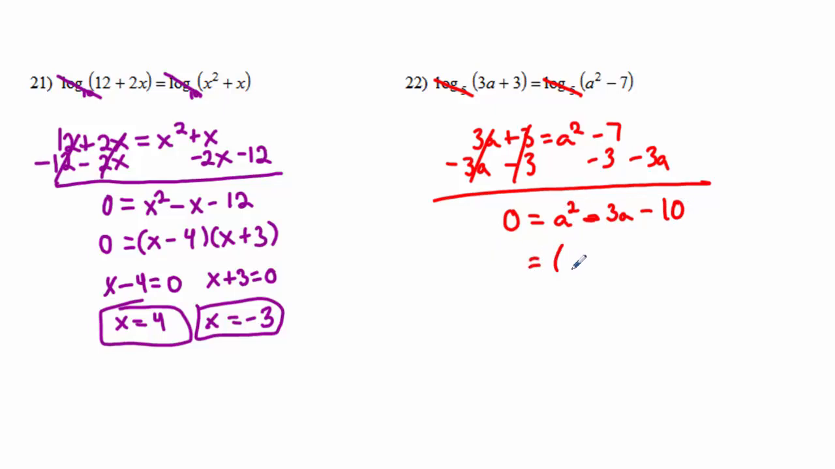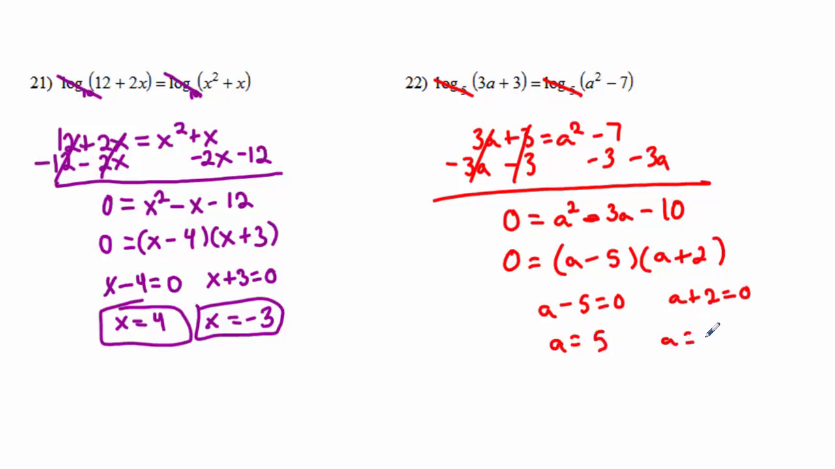So to factor this, I want to think of numbers that multiply to get negative 10 and add to get negative 3. So negative 5, positive 2. And then I set each part equal to 0. And I get a equals positive 5 and a equals negative 2.